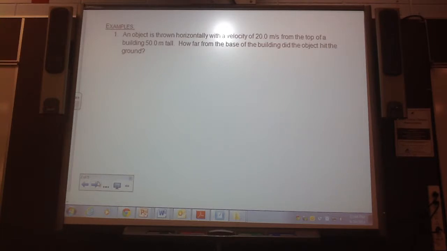So, the first thing in these steps is to draw a picture, because it will help you conceptualize what's vertical and what's horizontal. What's the first step? Draw a picture. Everybody say it. What's the first step? Draw a picture.